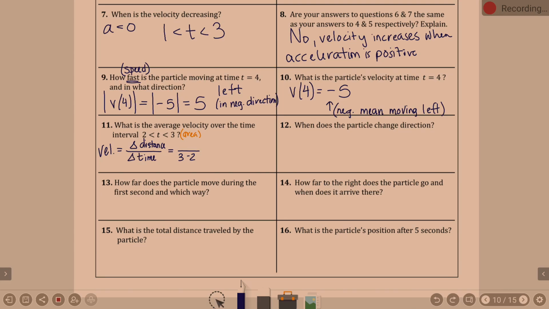Okay. And Augie said base times height divided by 2. I always say 1/2 times base times height. That's the same thing. It's just a matter of what your brain gets. So if we're doing that, 1/2 times the base of 1 times the height of negative 10. What is 1/2 times 1 times negative 10? Negative 5. So negative 5. Okay. You got it right, Aiden.